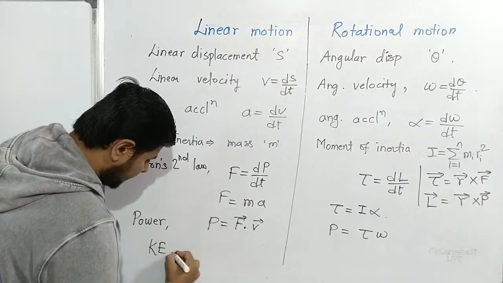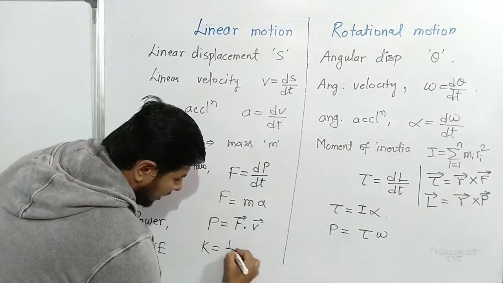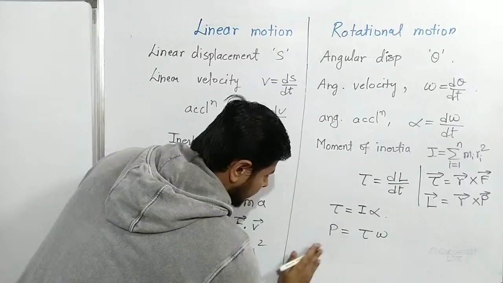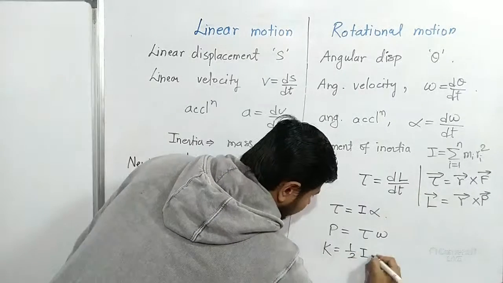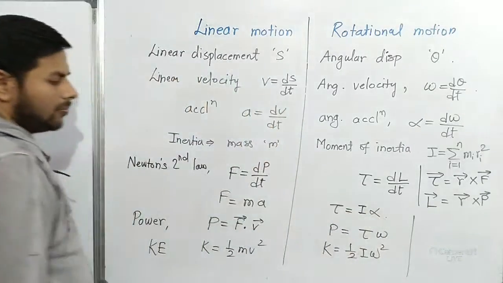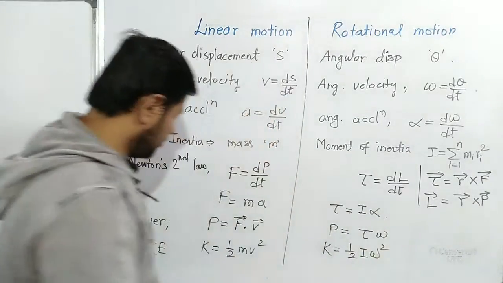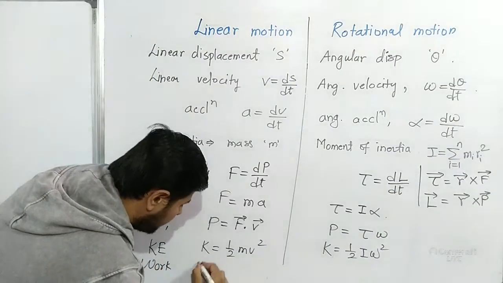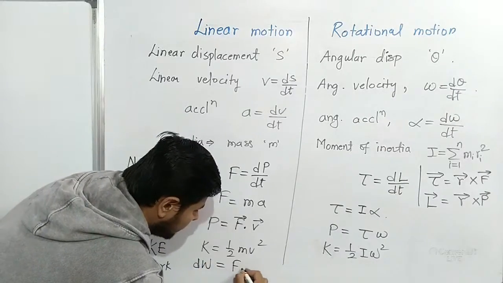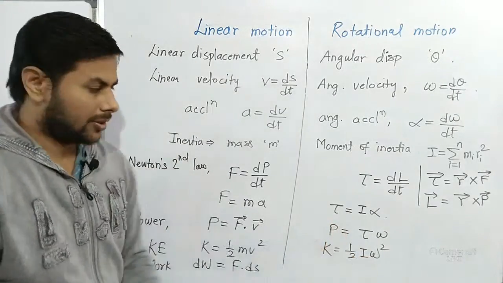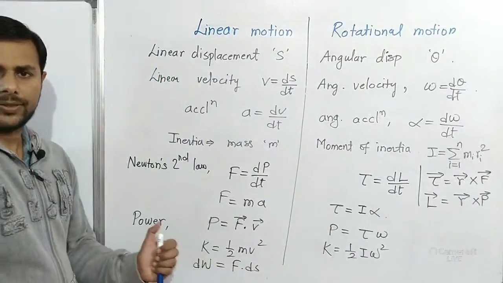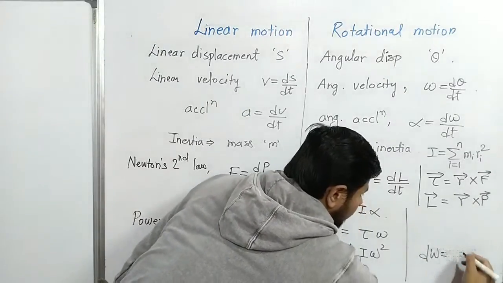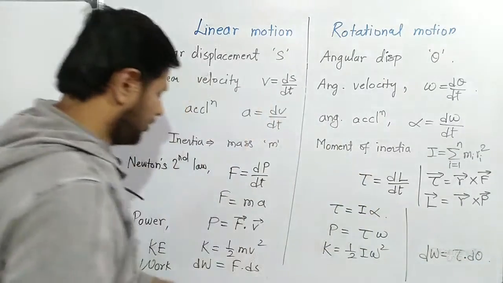The last is kinetic energy. K is half m v squared, and the rotational kinetic energy is half I times omega squared. There is one more formula, work done. Here dW is F dot ds, and what is work done over here? I hope you can see this. Yes. So here I will write work done is tau times d theta.